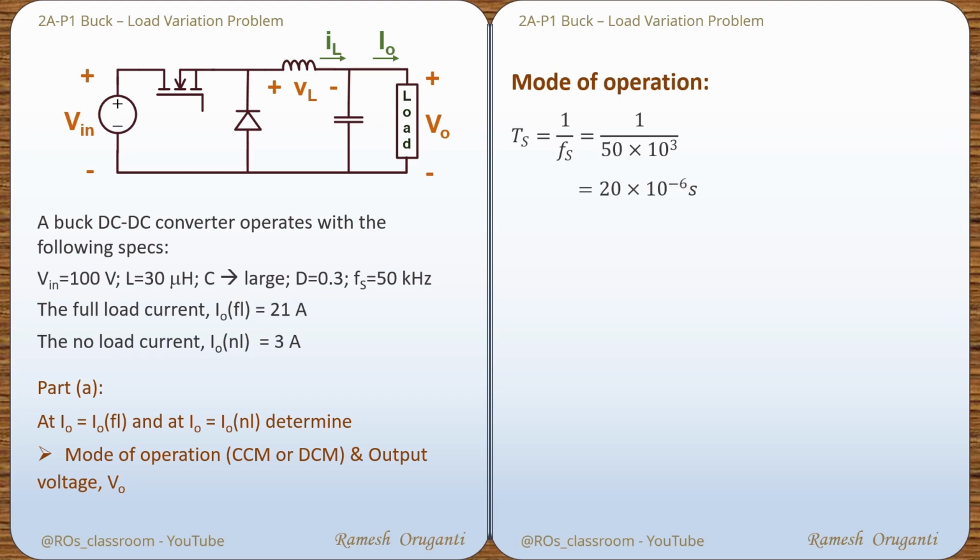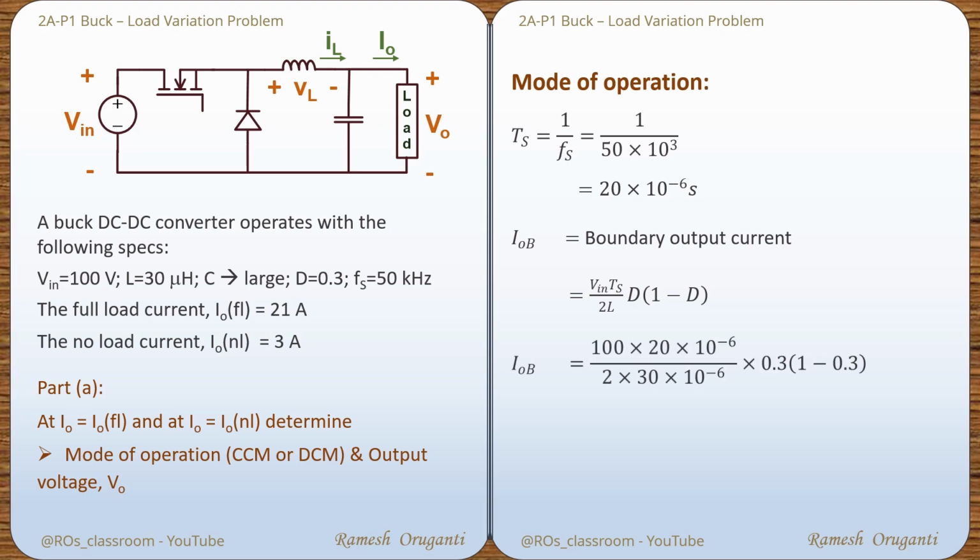We derived an equation in 2A3 for boundary output current, I0B. I0B is given by Vin Ts by 2L, d times 1 minus d. We can substitute for Vin, Ts, L, d, etc. And evaluating this, we will get 7 amperes. So the boundary current is 7 amperes.